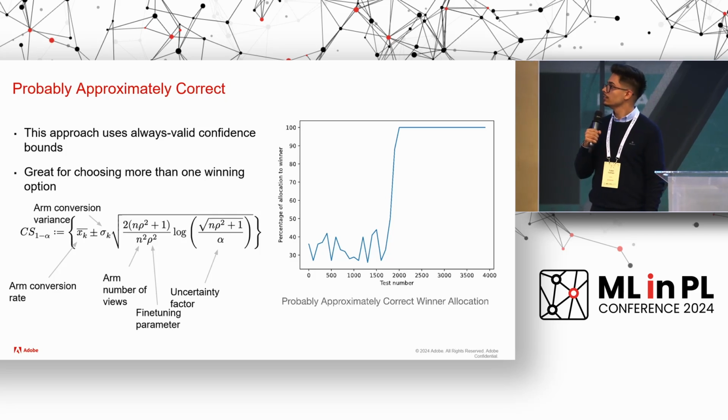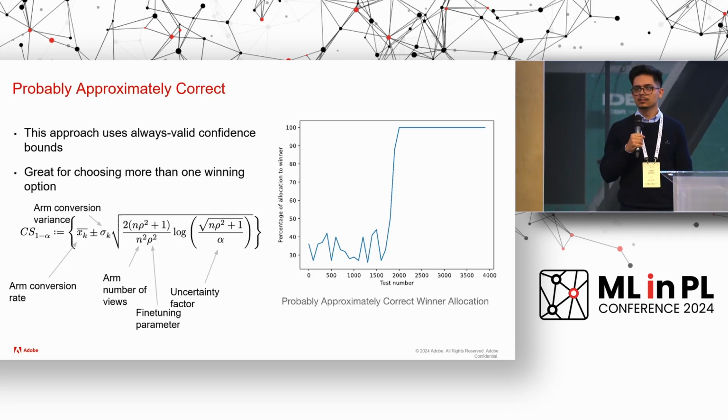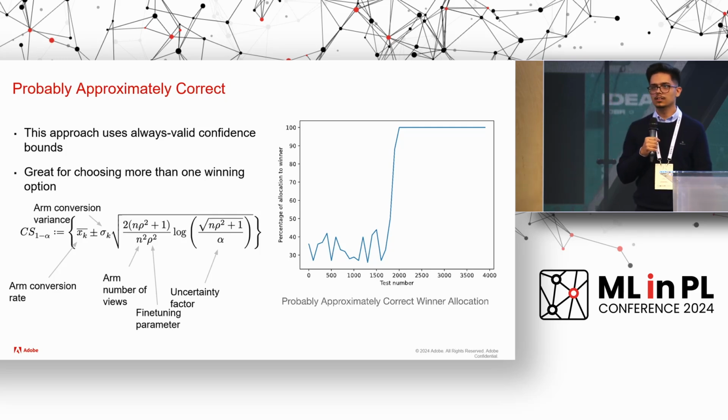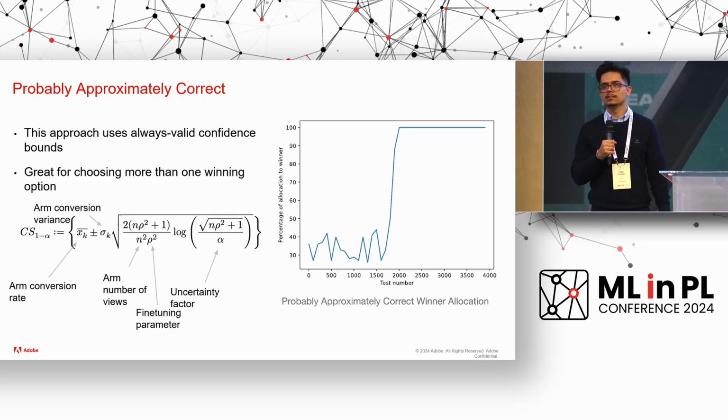This is the winner allocation that we got. It seemed pretty fair, since the exploration was around 30 to 40% for the first 1,500 iterations or so. And then after it found a winner, it maximized all of the traffic to it.